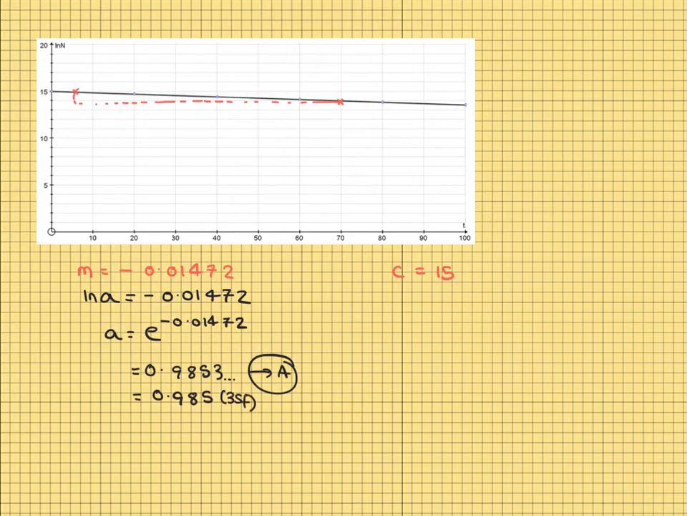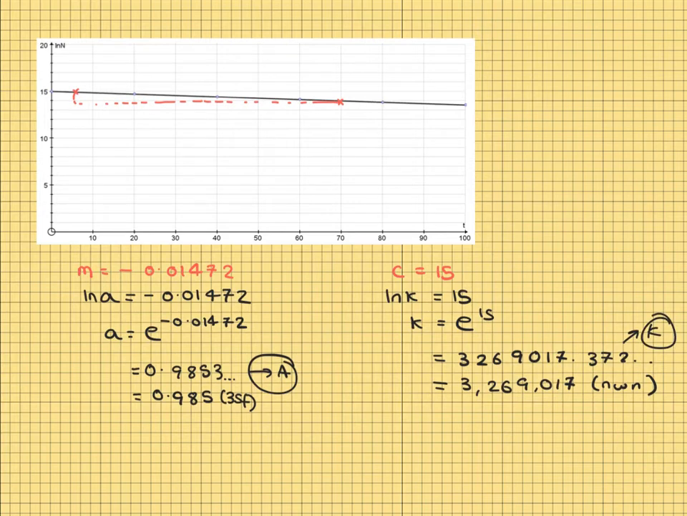Now we know that the y-intercept is equal to ln k, so ln k is equal to 15. K is then equal to e to the power of 15, which if you work it out on your calculator comes to a very large number, 3269017.372. So that is, to the nearest whole number, 3,269,017. Again, store that value in a graphical calculator memory so it's ready to use.